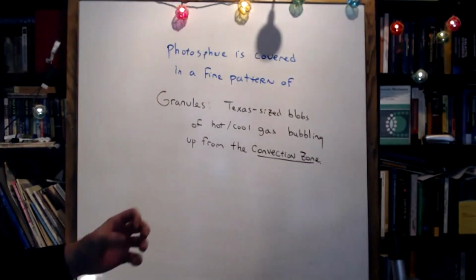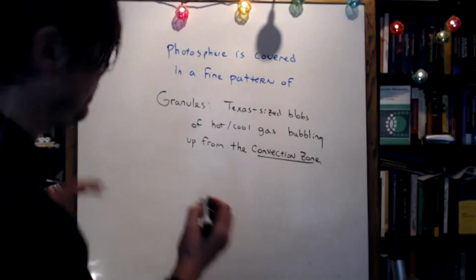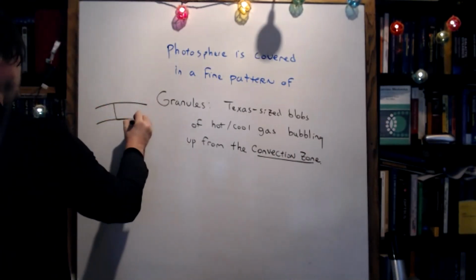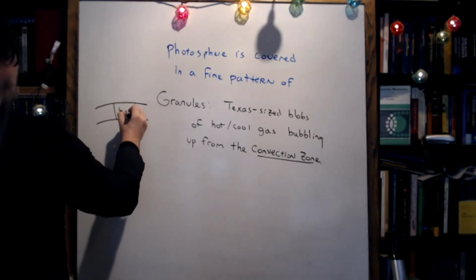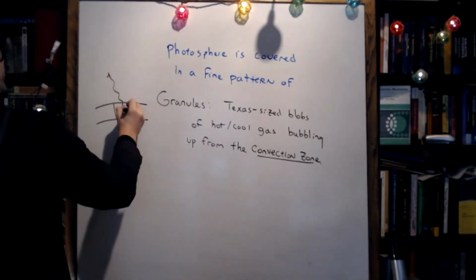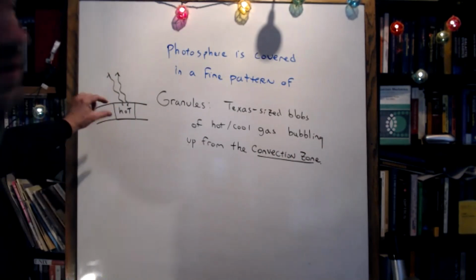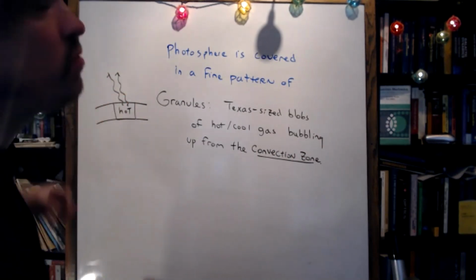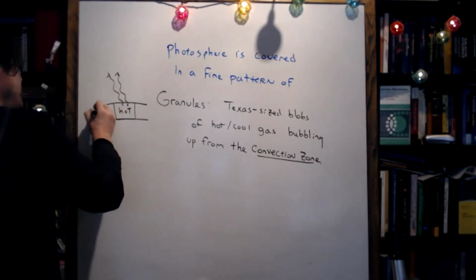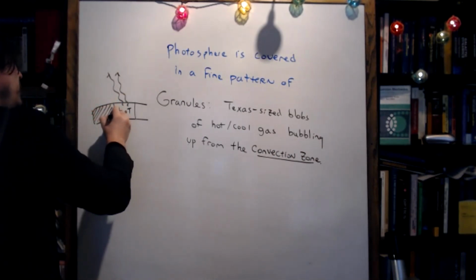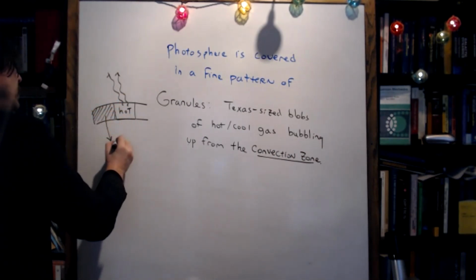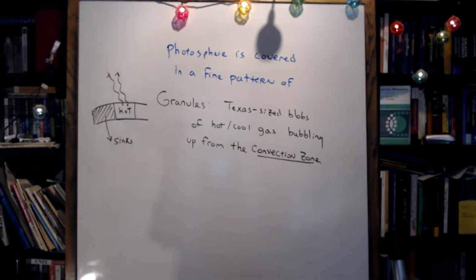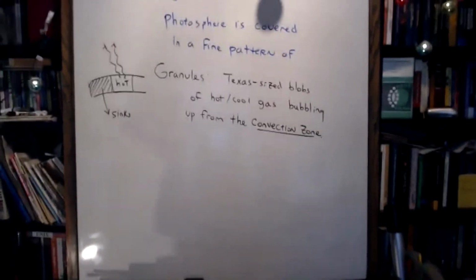Let's learn a little bit. The granule's job is to deliver light to outer space. So here I have a hot blob. It's shining light into space. And as the hot blob shines light into space, it becomes a cool blob. And the cool blob sits next to it like so. Eventually, the cool blob sinks.